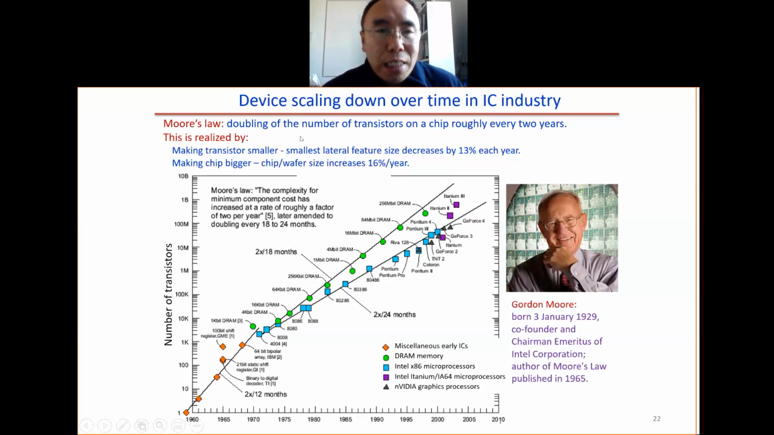But there are two ways to double the number of transistors on a chip. First is to make the transistor smaller and smaller. This one is obvious. Secondly, we can also make the chip and the wafer bigger and bigger. But nowadays, the wafer size is 12 inch.